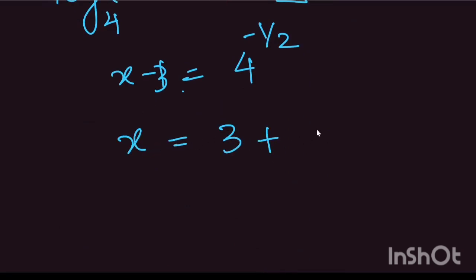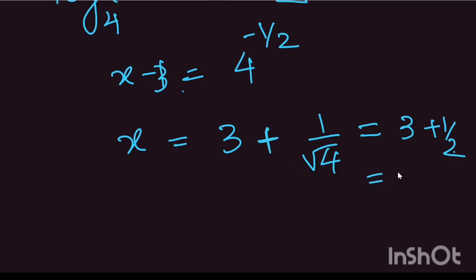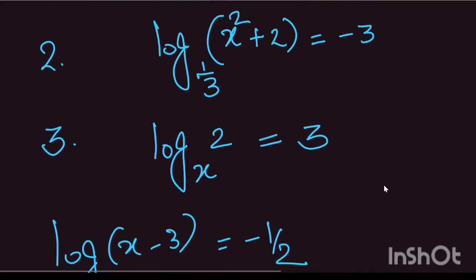4 to the power minus half is 1 by root 4. 3 plus half. Root 4 is considered plus root 4, so plus 2 only will come, not plus minus 2. 3 twos are 6, 7 by 2 is the answer. Let's move on to the second question, guys.